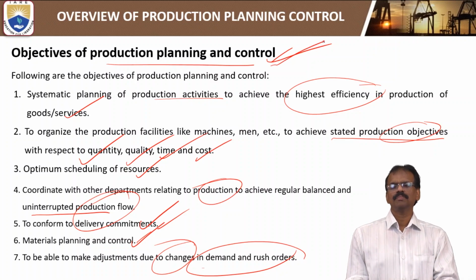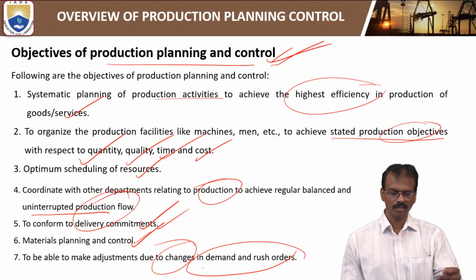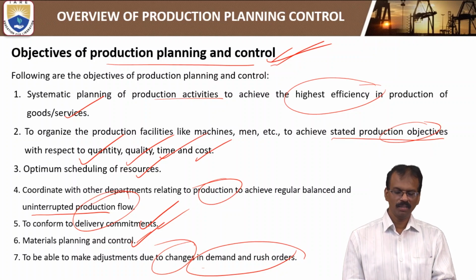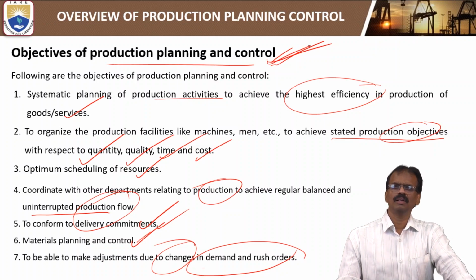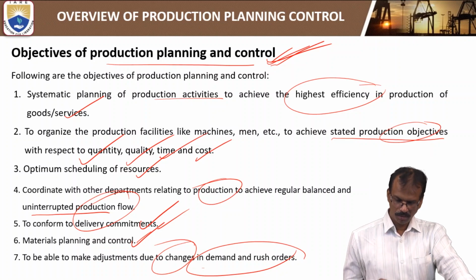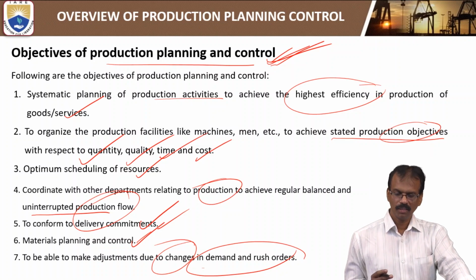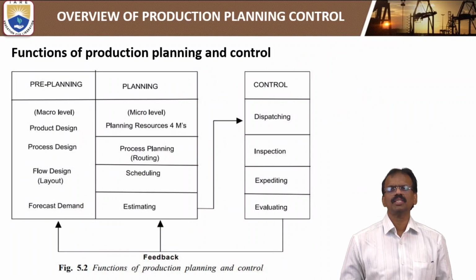Finally, from planning to implementation of the planning, and delivering scheduling as per the delivery commitments, delivering of the products as per the delivery commitments, production planning control is the key subject or key tool for the implementation of all these things. So there is a good need for studying this subject. Next we'll see the functions of production planning and control.